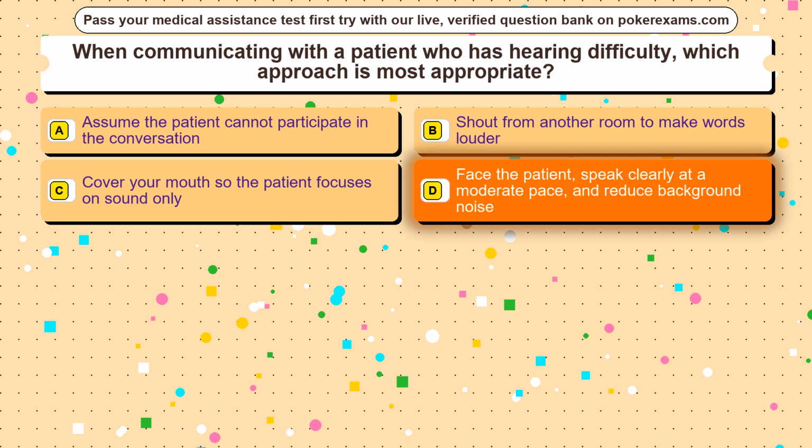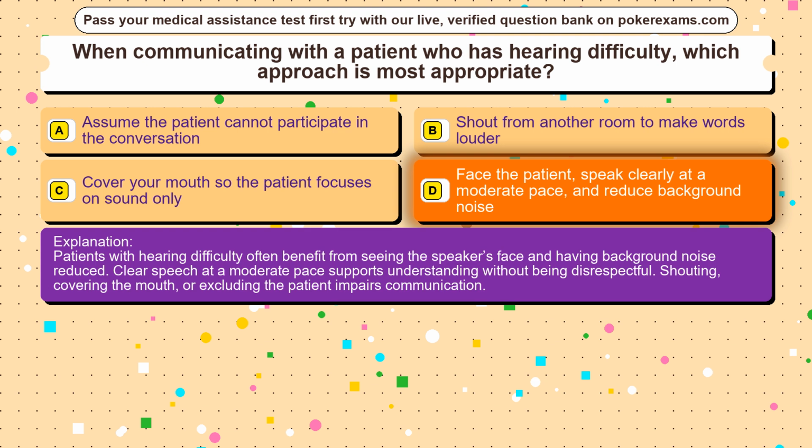The correct answer is option D. Face the patient, speak clearly at a moderate pace, and reduce background noise. Patients with hearing difficulty often benefit from seeing the speaker's face and having background noise reduced. Clear speech at a moderate pace supports understanding without being disrespectful. Shouting, covering the mouth, or excluding the patient impairs communication.